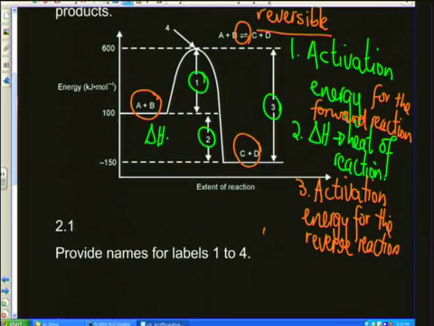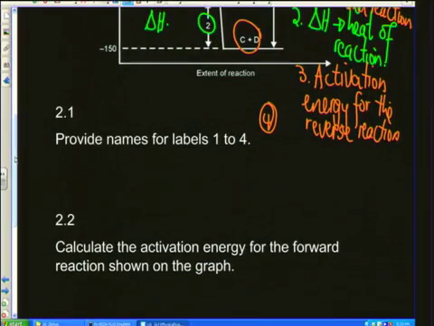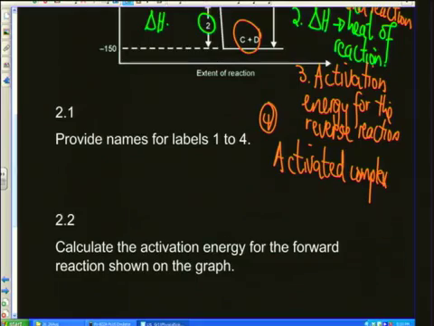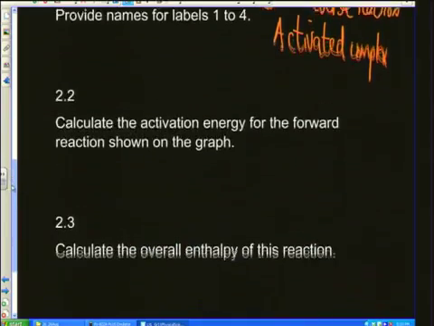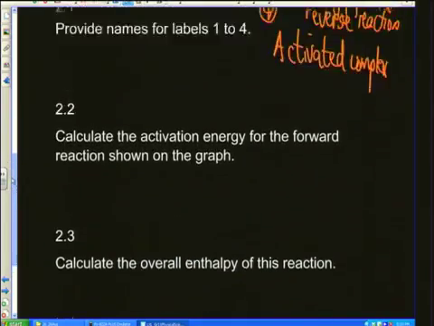Number 4, what is number 4? Number 4, it's that point there. That is where you have your activated complex. So number 4 represents your activated complex. Right. Calculate the activation energy for the forward reaction shown on the graph.